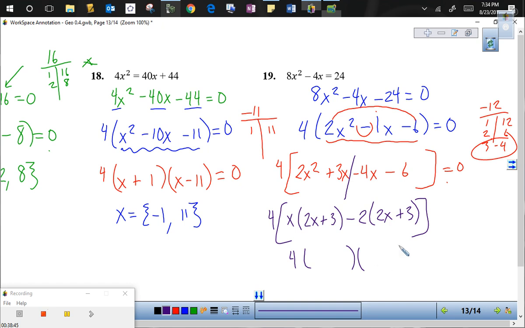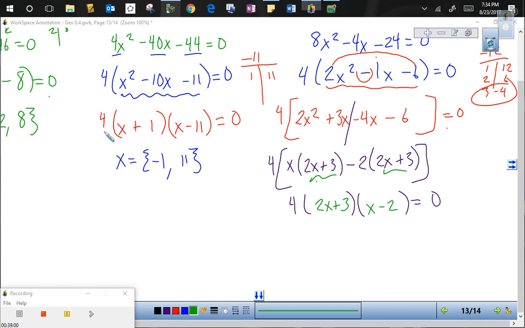I'm going to switch back to parentheses because I know it's going to group into 2 sets. And the 2 sets are our 2x plus 3, and then on the outside, x minus 2. Just like on this previous problem over here, this 4 doesn't do anything for our solutions. We have to have it on there for factored form, but it doesn't mean anything for our x. So we can ignore that and say x is the opposite of 3 divided by 2, and the opposite of negative 2. And those are our answers.